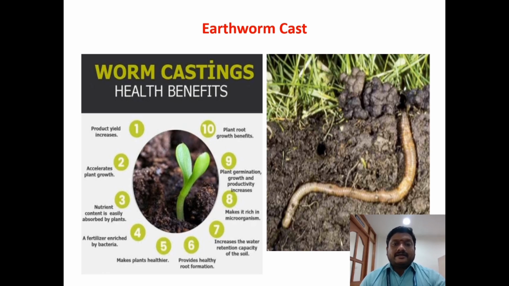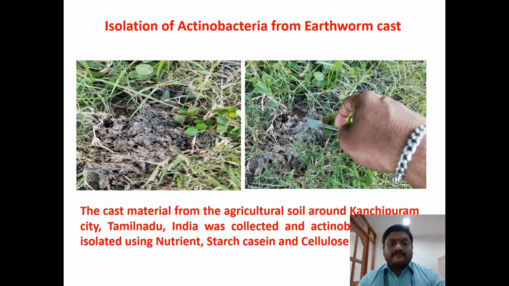We started our work on earthworm cast, especially on the bacteria called actinobacteria, and we started our work on isolation of actinobacteria from earthworm cast. We collected the material from agricultural soil around Kanchipuram city, Tamil Nadu, in India, using media like nutrient agar, starch casein agar, and cellulose agar.